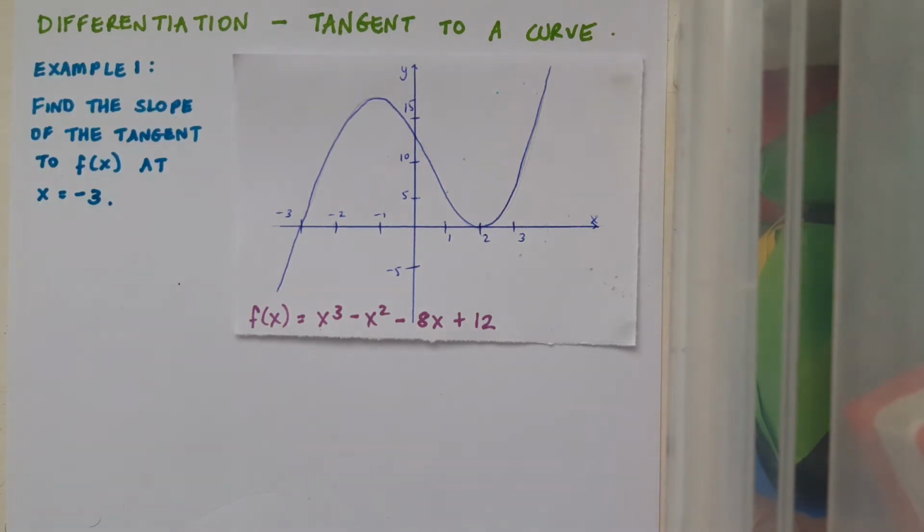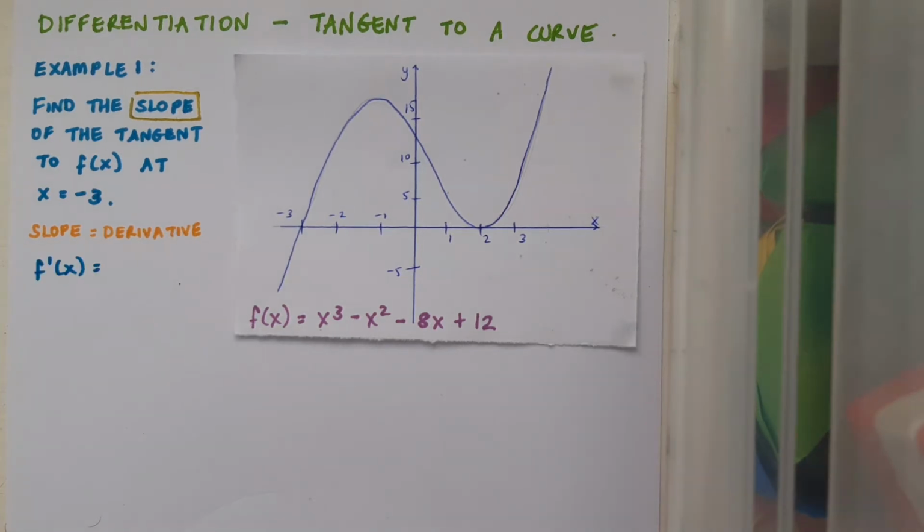So the first thing that I could be asked in relation to the tangent is I could be asked to find the slope of the tangent to f of x at a particular x value. Now, I've already pointed out in previous videos that when you see the word slope, that has a particular meaning. Slope relates directly to differentiation. Slope and derivative are the same thing. So when I'm asked to find the slope of the tangent, what I'm really being asked to find is the derivative of the function. So what we need to find first is f dash x.